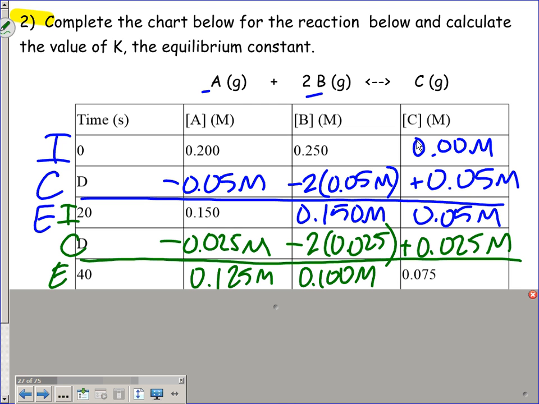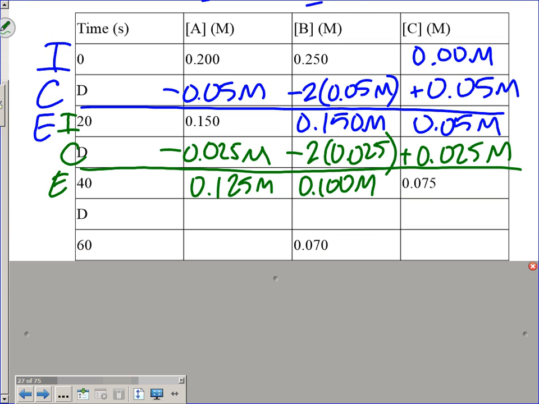Okay. So at this point, what you could do is graph these individual points. So at 20 seconds or so, you have each of these values, you graph them. At 40 seconds, each of these values, you graph them. And then one more. We're going to do another one. Starting off again, so this is my I for ICE: initial, change, and equilibrium. At 60 seconds, I have 0.07.